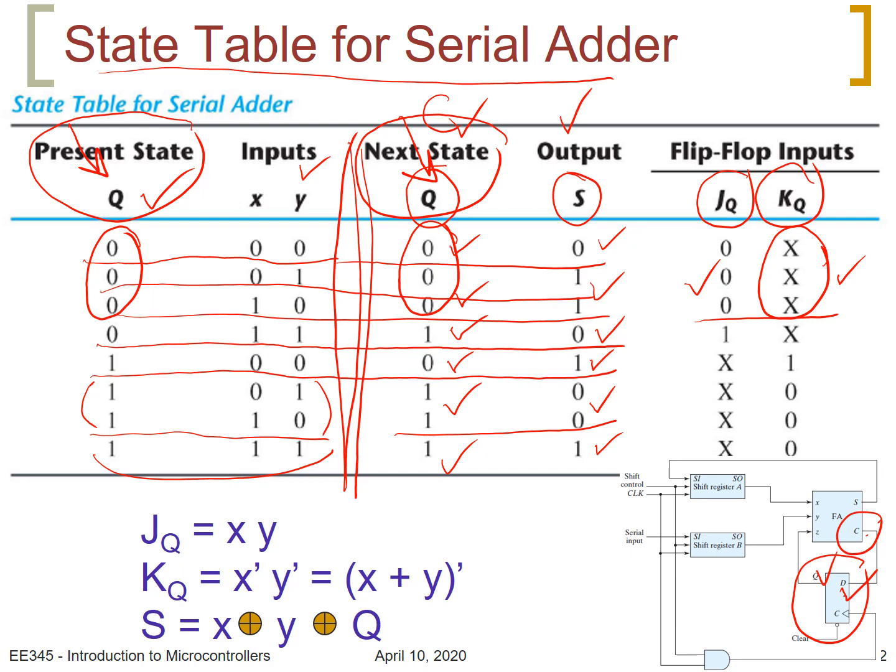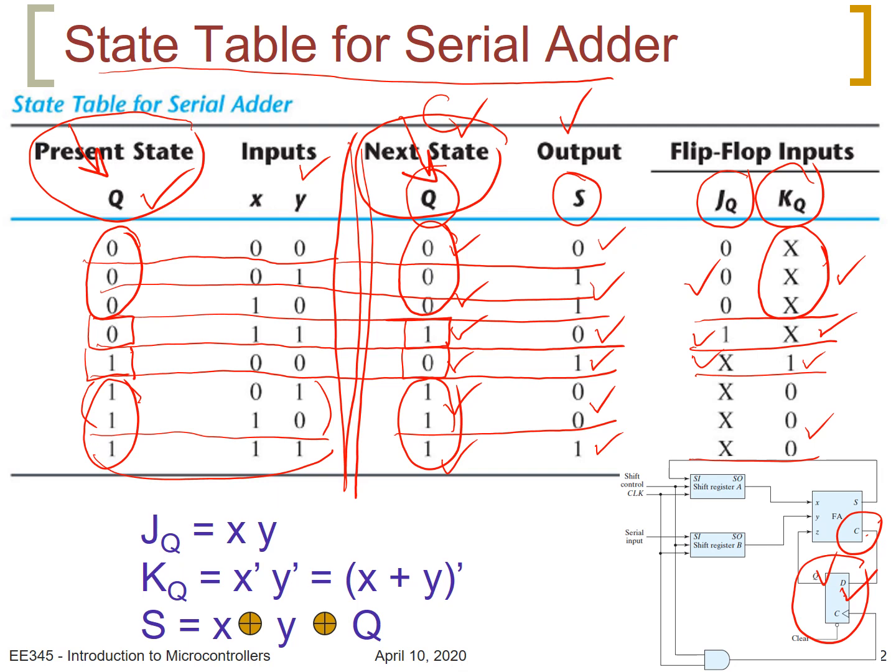And in the next case, Q was 0 and it changes to 1. Therefore, J must be 1 and K is don't care. And in the next case, Q changes from 1 to 0. Therefore, K must be 1 and J is don't care. And in the last 3 cases, Q was 1 and remained 1. So J is don't care and K is equal to 0.